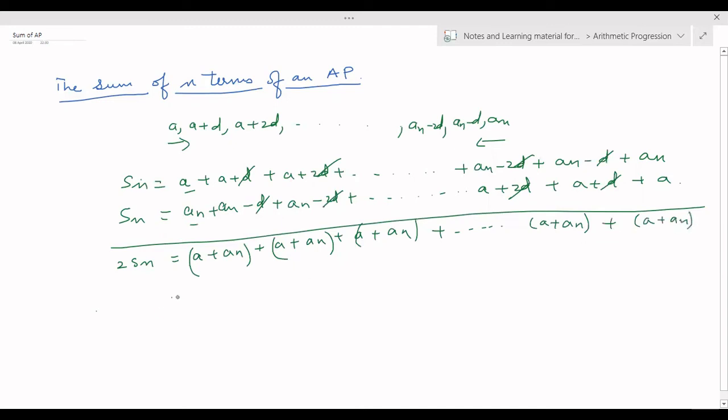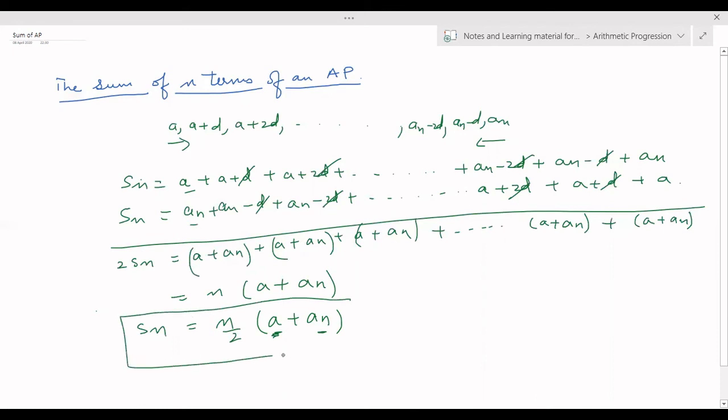How many times do we have this? These were n terms. So adding the same number n times, it becomes n times (a plus an). Then what's my Sn from here? It's n by 2 times (a plus an). So if I have the first term and the last term, I simply add them and take the product with n by 2, that is half of the number of terms. That gives you Sn for the given series.